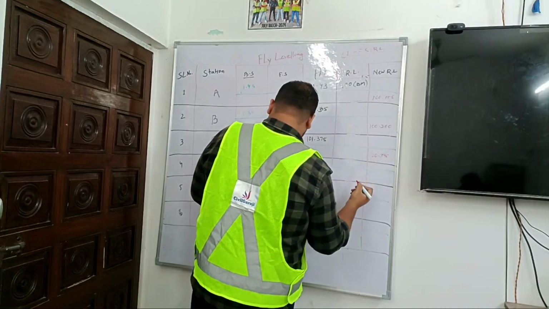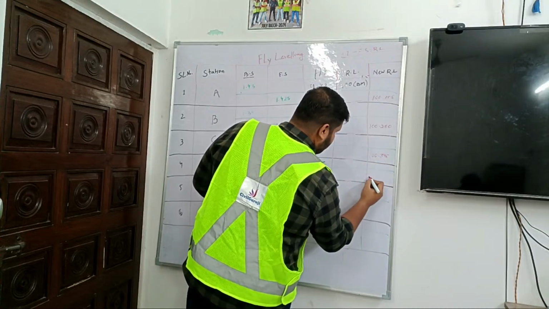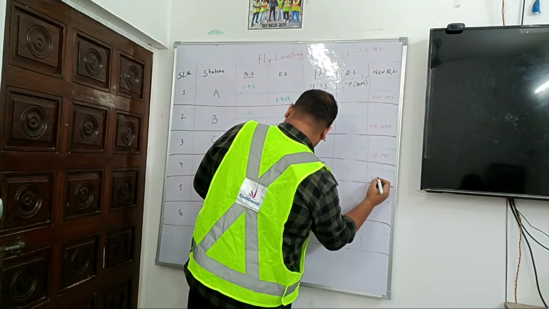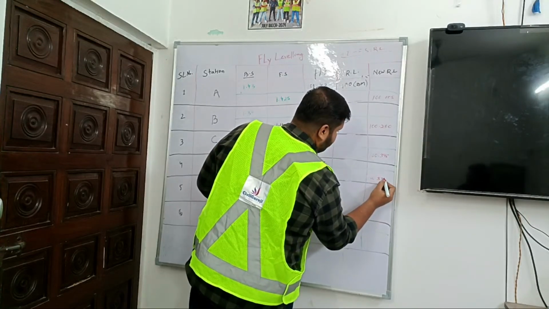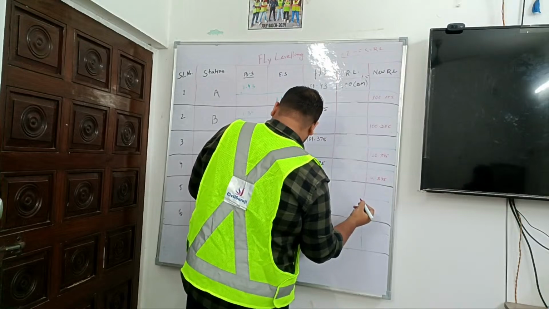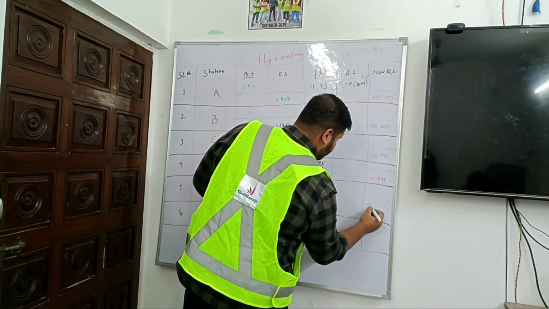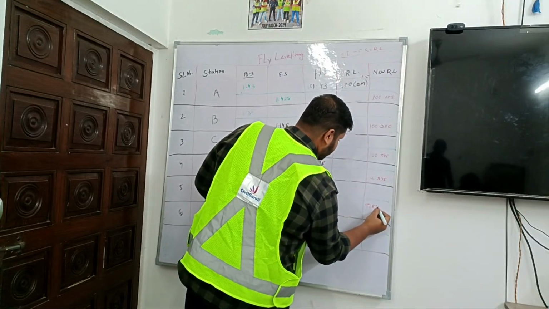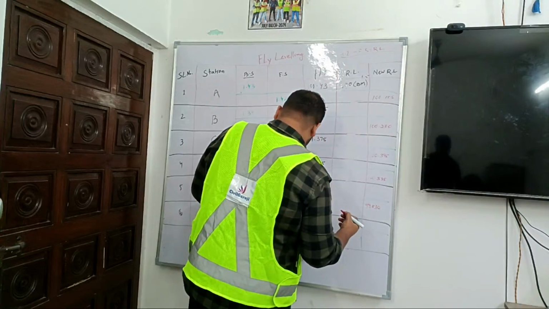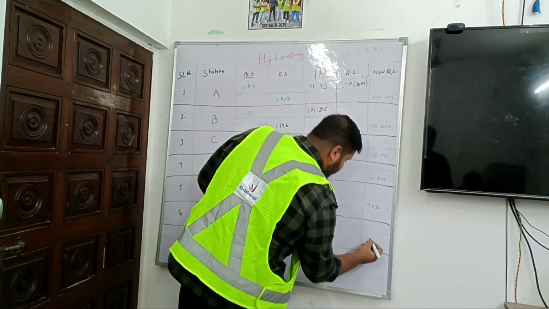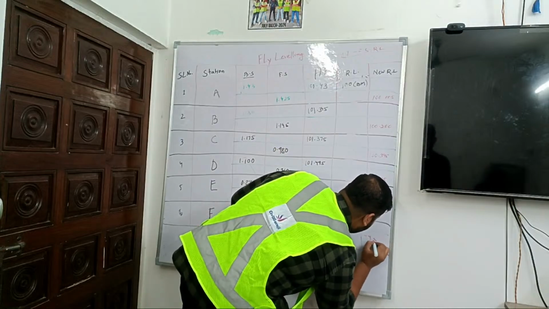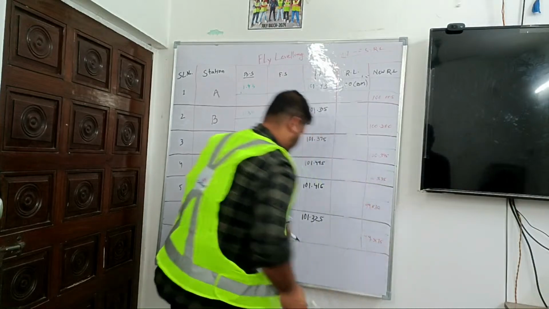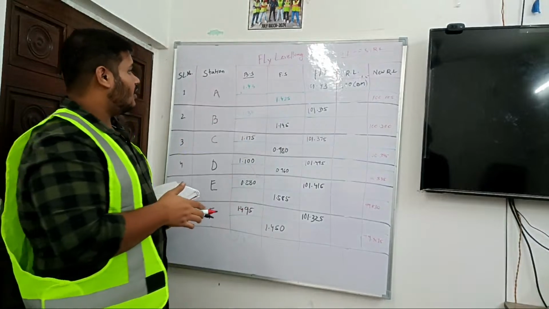100.395, 100.535, 99.830 and 99.875. Okay, we have found out all the RLs.